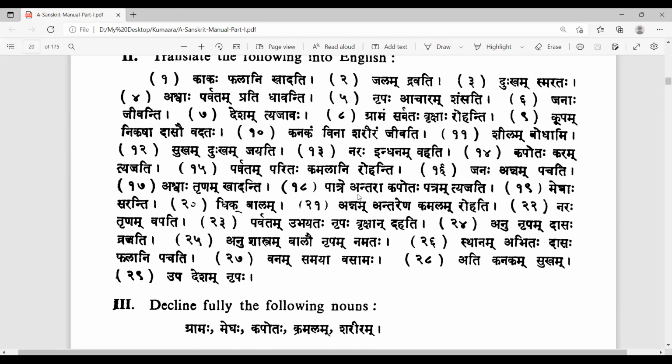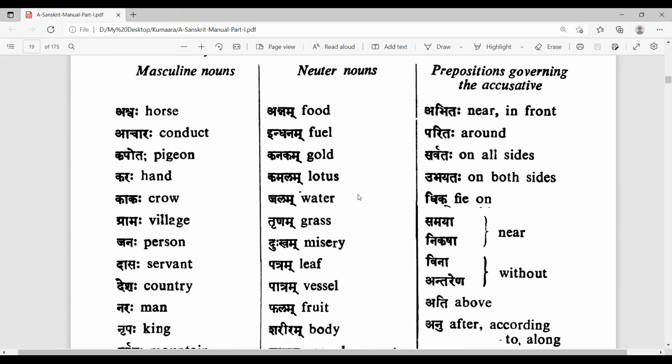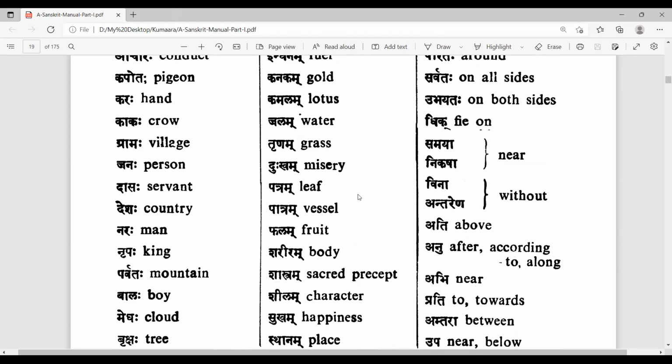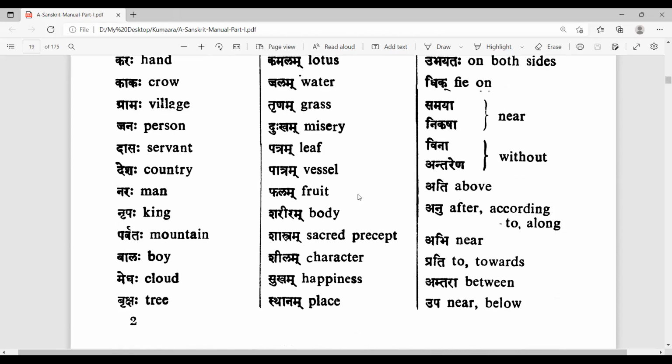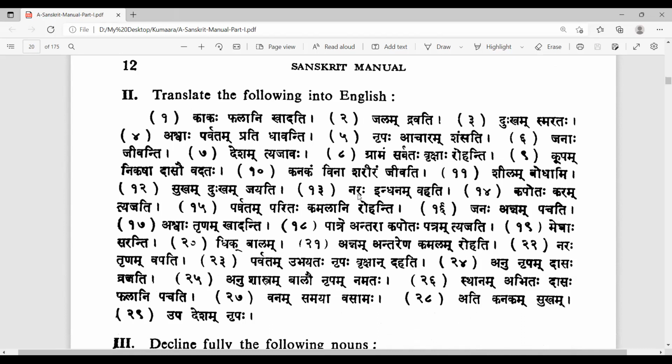Mekhaha saranti. Saranti kriyapadam. Ke saranti, mekhaha saranti. Clouds move. Then please remember the meaning of this kriyapada or these prepositions. Please note the prepositions and you can remember the meaning. All these prepositions will govern Dvitiya Vibhakti. It will be useful for translation not only here, in the succeeding lessons also. Okay. Please continue.